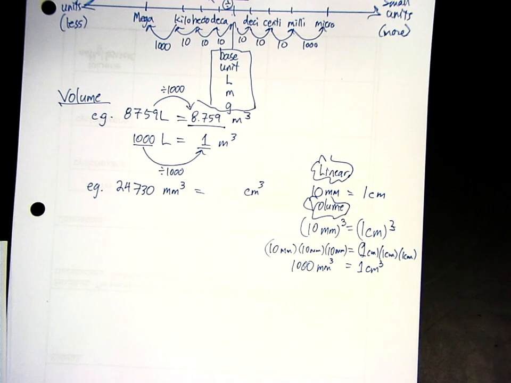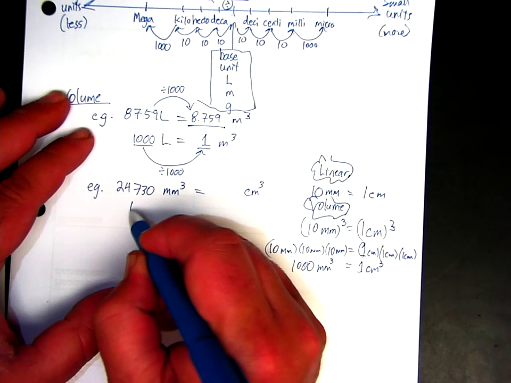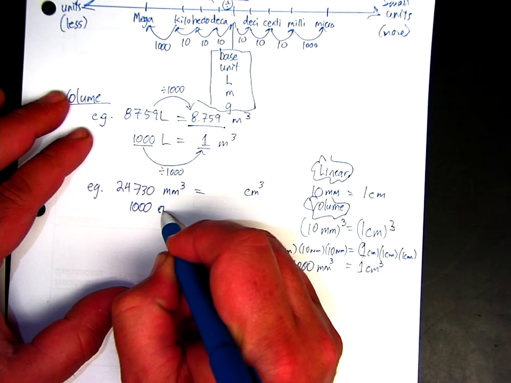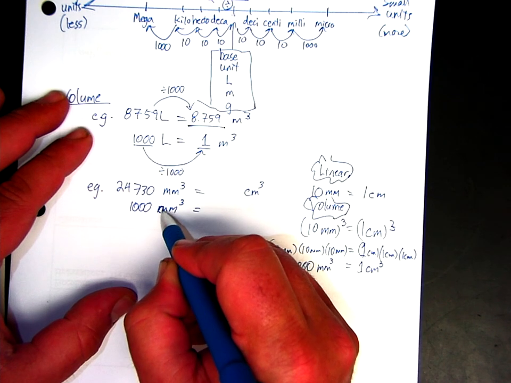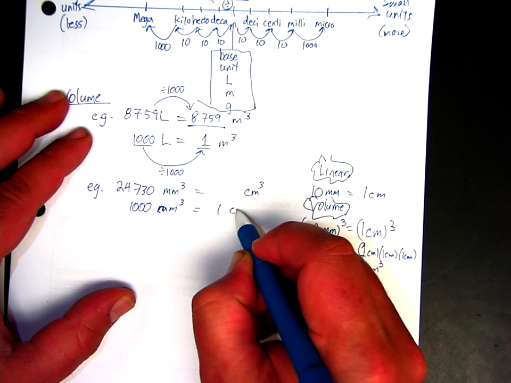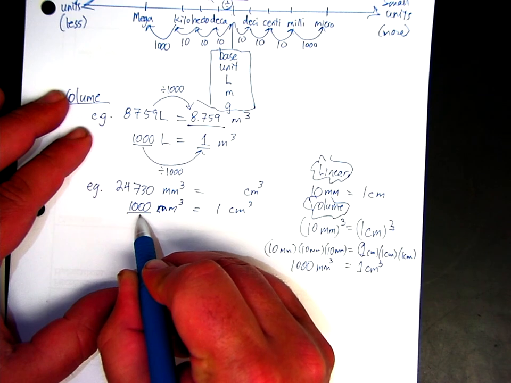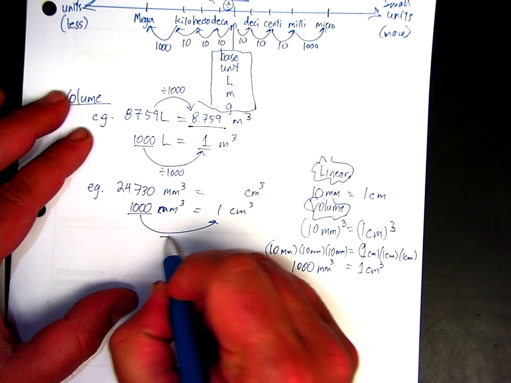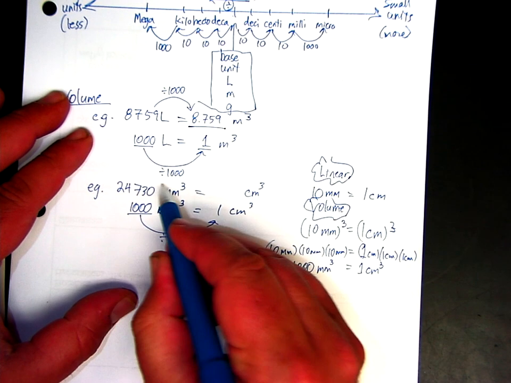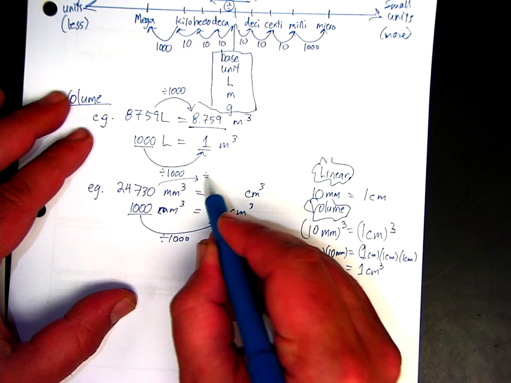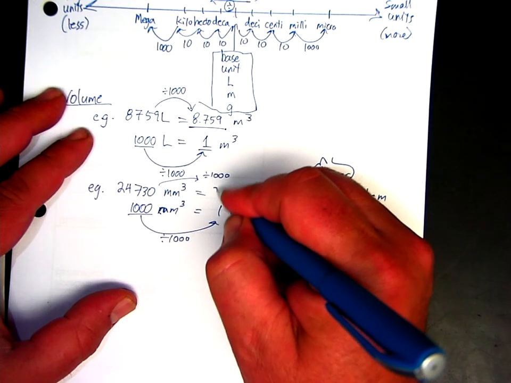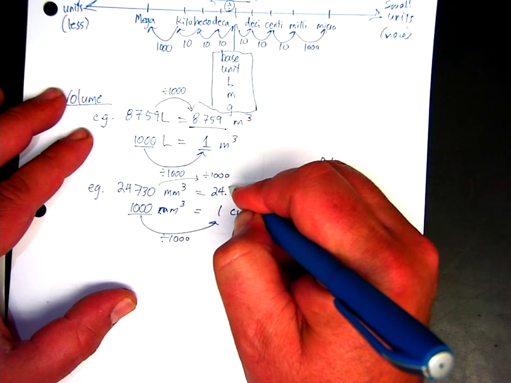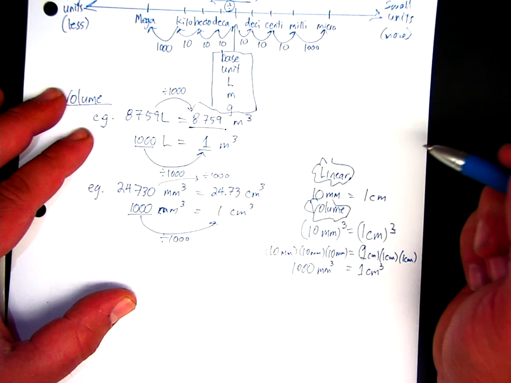Be careful with this. So as a result, if I line these up, 1,000 millimeters cubed goes to 1 centimeter cubed. Again, I'm going from 1,000 down to 1. I've got to divide. I'm dividing by 1,000. I'll have to do that to this actual measurement, and it's going to end up being 24.73 centimeters cubed.